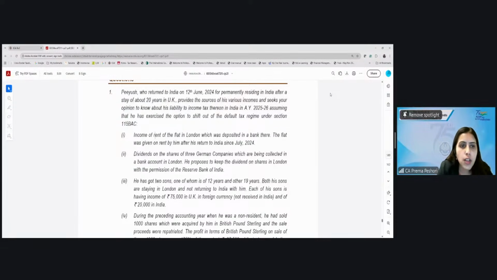Third is he has got 2 sons, one of whom is 12 years and the other 19 years. Both his sons are staying in London and not returning to India with him. Each of his sons is having income of 75,000 in UK in foreign currency, which is not received in India, and of rupees 20,000 in India.